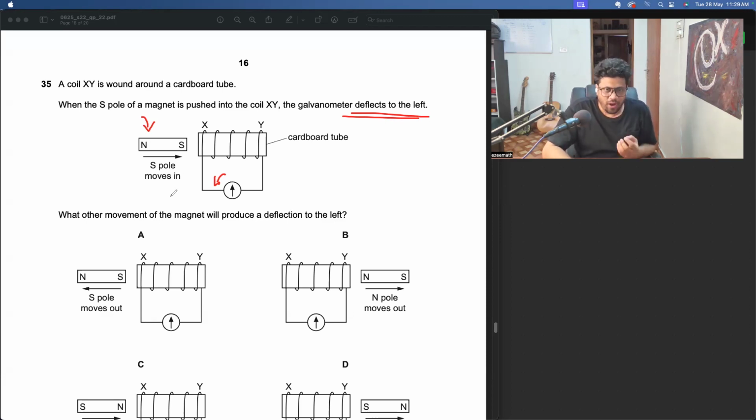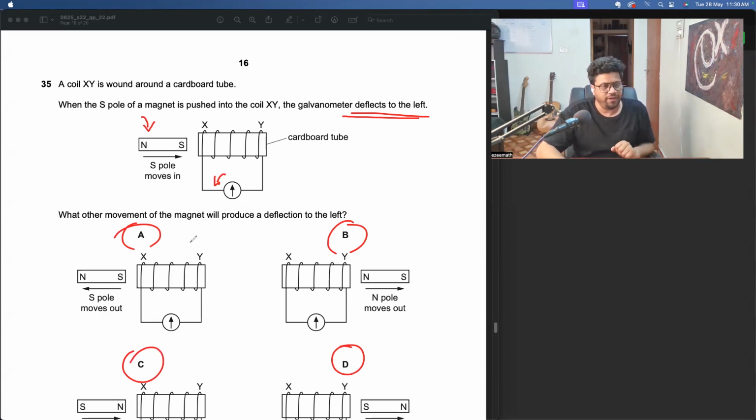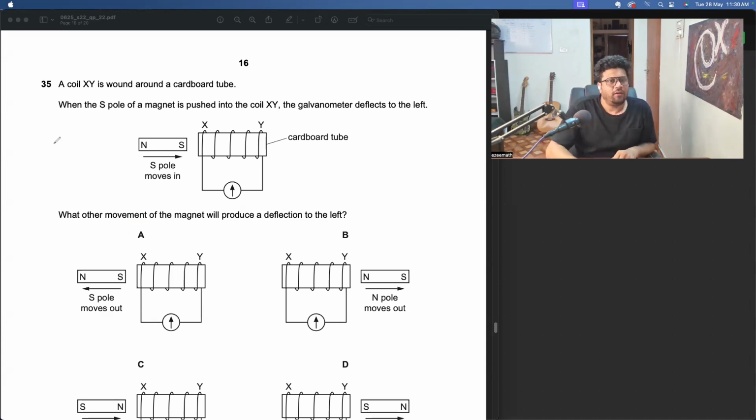To understand why this deflection comes about is a different scene that requires a different explanation. But what we want in this question is to choose one of these, A, B, C, and D, which produces the same effect, that is, a left deflection on the galvanometer. So we're going to see.